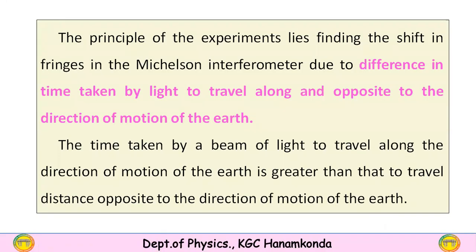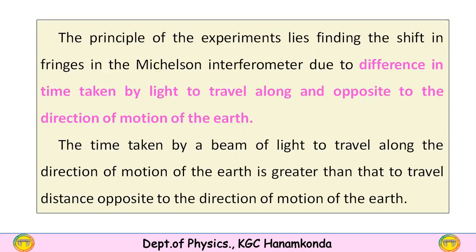The principle of the experiment lies in finding the shift in fringes in the Michelson interferometer. Here they have used an interferometer. The principle is finding the fringe shift due to the difference in time taken by the light to travel along and opposite to the direction of motion of the earth.